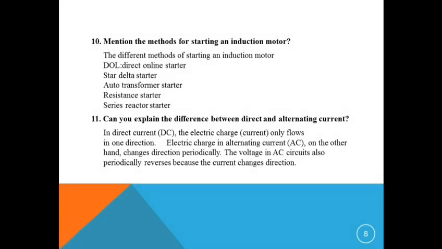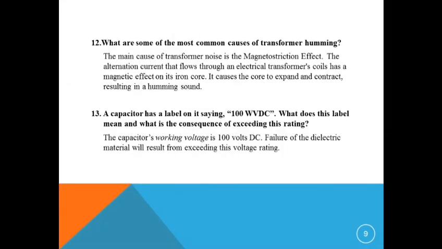What are some of the most common causes of transformer humming? The main cause of transformer noise is the magnetostriction effect. The alternating current that flows through an electrical transformer's coil has a magnetic effect on its core. It causes the core to expand and contract, resulting in a humming sound.